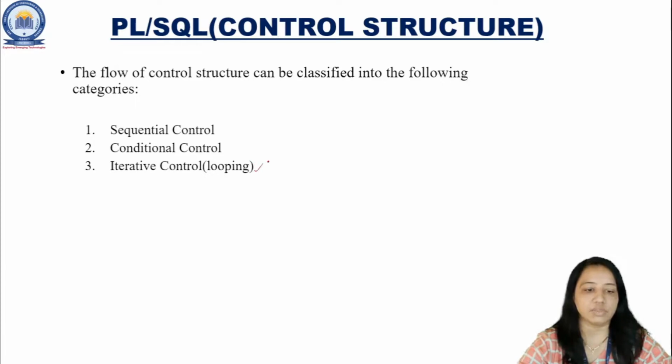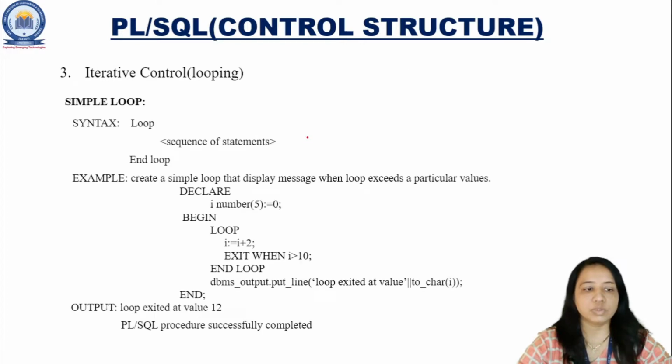Today we'll start with the iterative control. That means creating a loop. So how is the looping going to be created? The first type is the simple loop. It starts with loop and ends with end loop, and in between you can write a sequence of SQL or PL/SQL statements, which are going to be executed. Now the question is how to exit from the loop. For that you can use the exit keyword. Let's see the example.